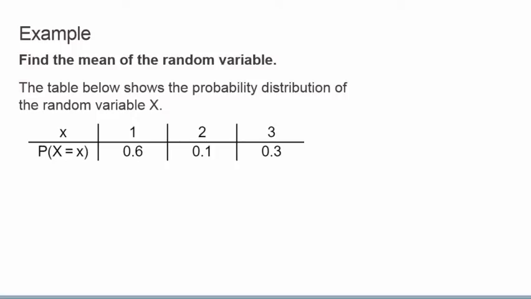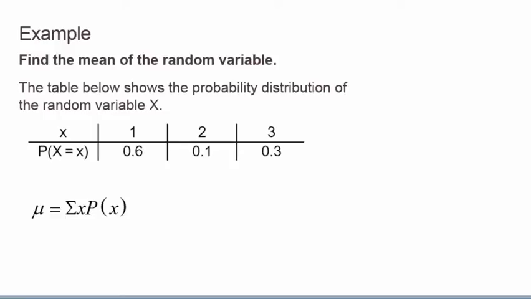Find the mean of the random variable. The table below shows the probability distribution of the random variable x. When x equals 1, the probability of x equals 0.6. When x is 2, the probability of x equals 0.1. When x is 3, the probability of x is 0.3.